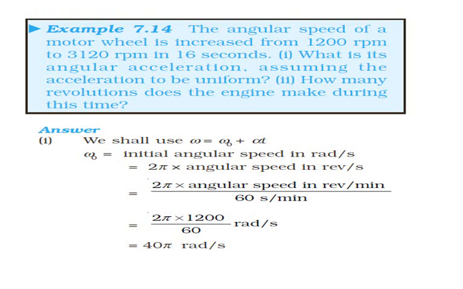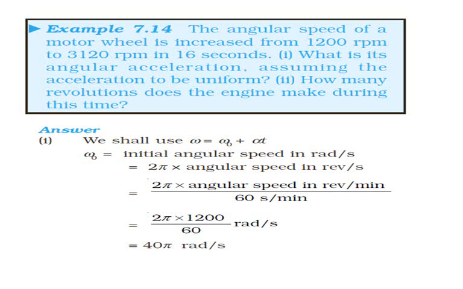Example based upon this concept, NCERT 7.14. Here the angular speed of a motor wheel is increased from 1200 RPM, meaning revolutions per minute, to 3120 revolutions per minute in 16 seconds. You have to find its angular acceleration, and, assuming the acceleration to be uniform, how many revolutions the engine makes during this time.